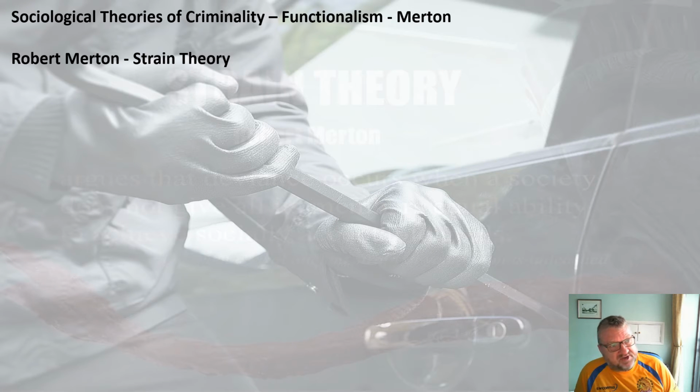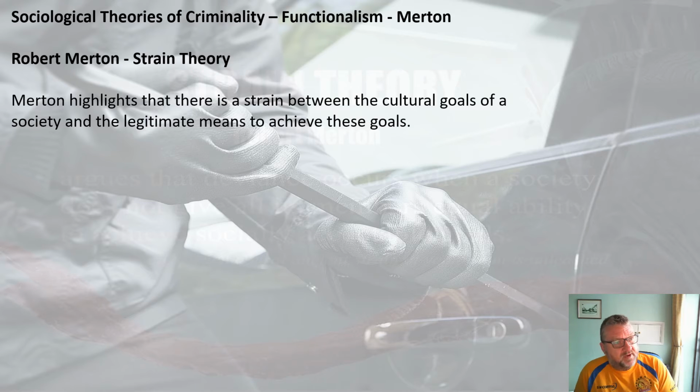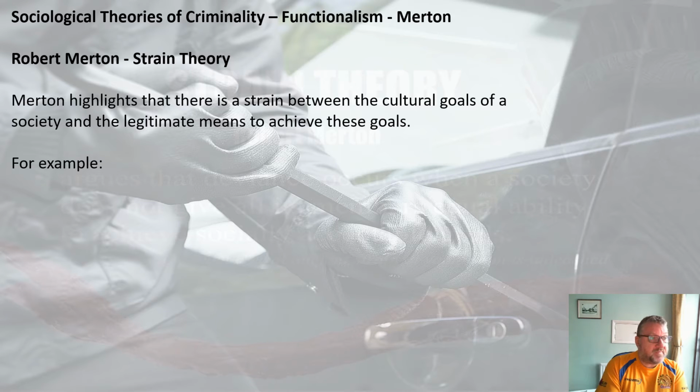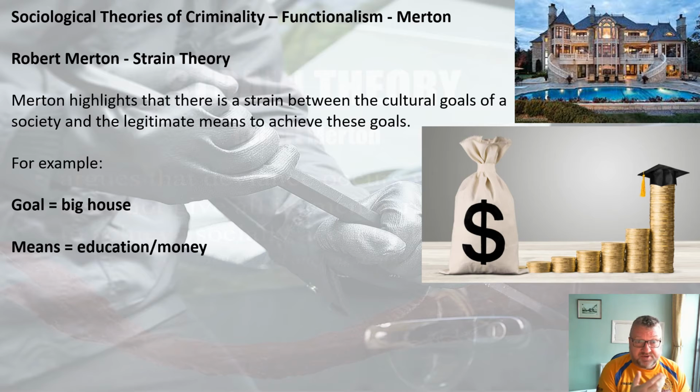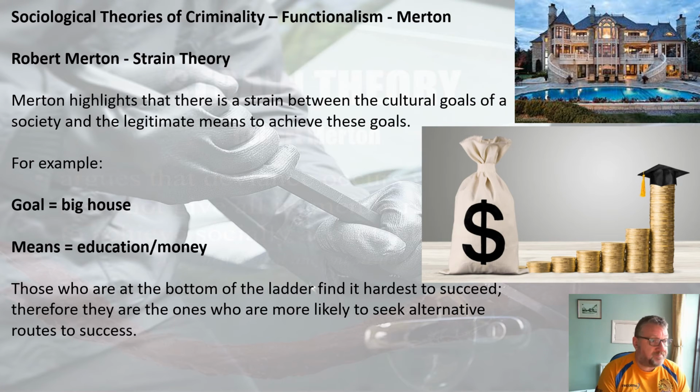So let's explore this in a bit more depth. Remember, strain theory is particularly related to Western culture, and particularly for Merton, the American culture. So Merton highlights that there's a strain between the cultural goals of society and the legitimate means to achieve these goals, doing it legally. So for example, our goal might be a big house.